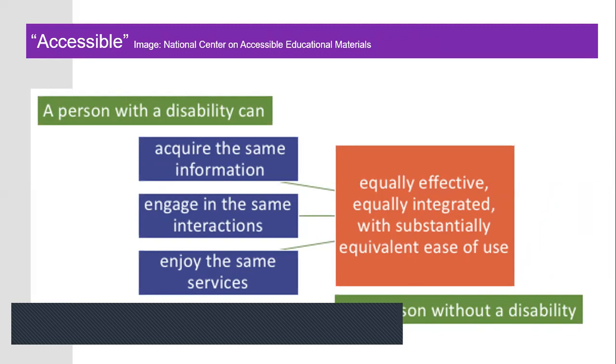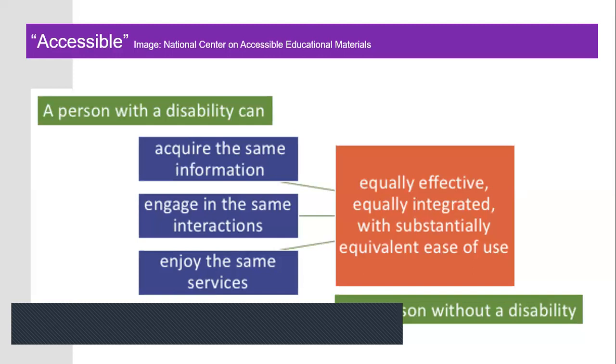So when that's the case, let's say we're using vendor-supplied products and there's nothing on the market that is completely accessible that meets our business case. We've selected the most accessible alternative, but yet it still isn't fully accessible. It doesn't mean we can't use it. It just means that we have to be creative and come up with a way to provide that equally effective, equally integrated, equivalent ease of use option.